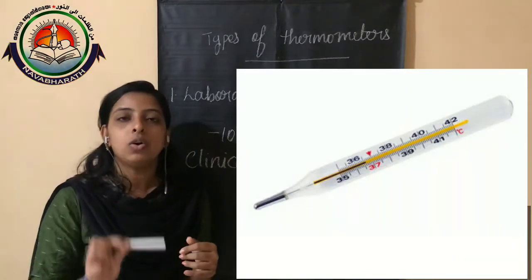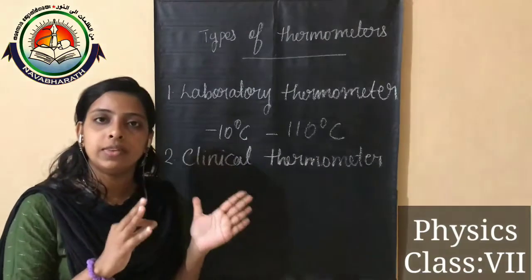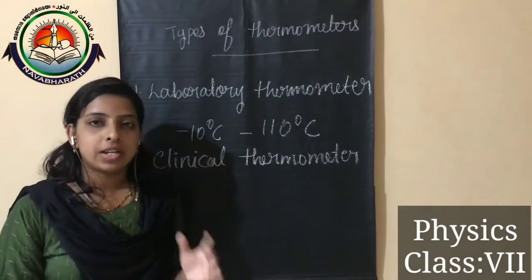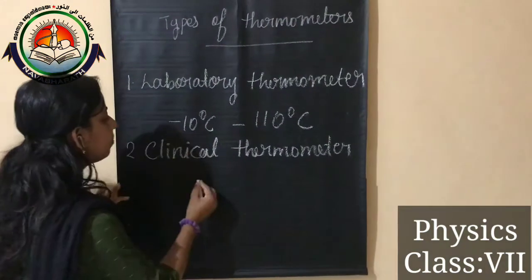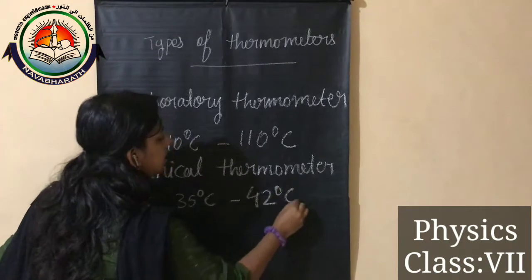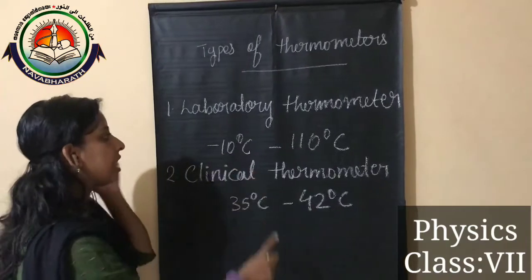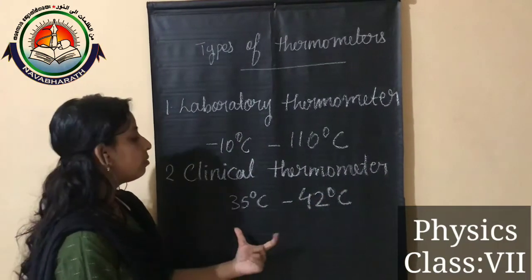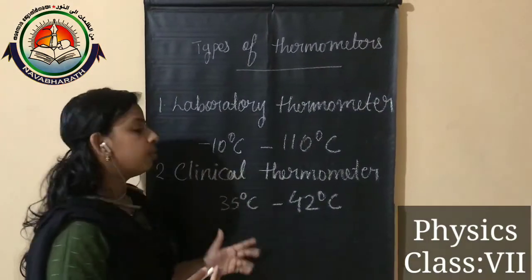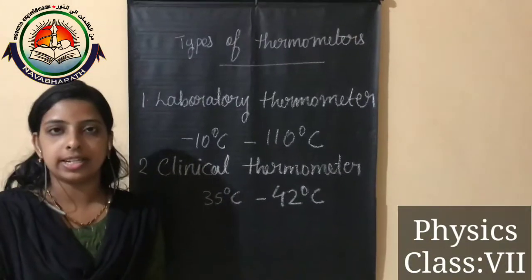Are you clear? In the case of the clinical thermometer, I already told you that we use it for measuring the temperature of the human body, and the temperature range in a clinical thermometer starts from 35 degrees Celsius to 42 degrees Celsius. Okay, in a clinical thermometer there is a short range of temperature. Here you can see a wide range of temperature, but in the clinical thermometer it is 35 to 42. Why does it happen like that? Because the clinical thermometer's range is from 35 degrees Celsius to 42 degrees Celsius, right?